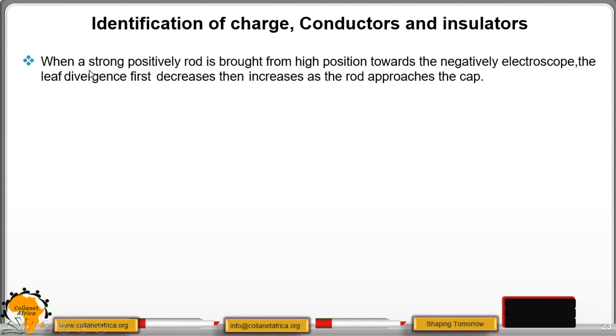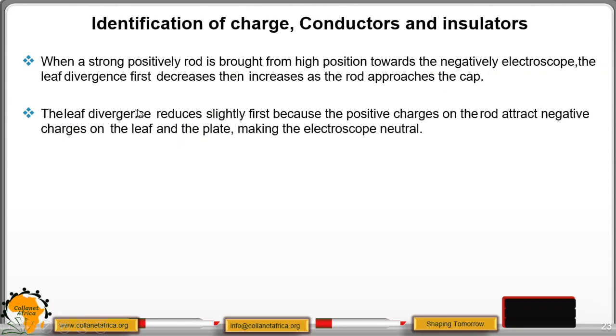Then we move to our explanation here. When a strong positive rod is brought from a high position towards a negatively charged electroscope, the leaf divergence first decreases, then increases as the rod approaches the cup. Why? The leaf divergence reduces slightly at first because the positive charges on the rod attract the negative charges on the leaf and the plate, making the electroscope neutral.